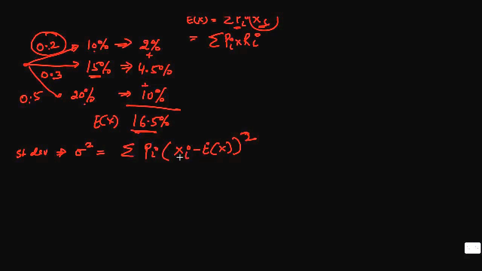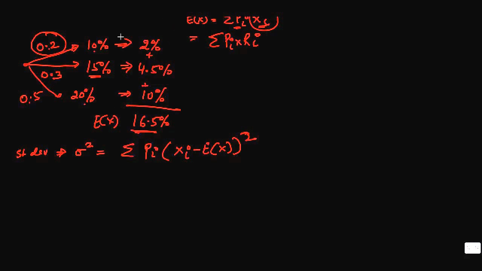One common mistake is that people multiply pi into (xi minus expected value) and then compute the overall square. Some people forget the square altogether. And some people, rather than putting the expected value, take the average of the three values and put that. Do not make that mistake.